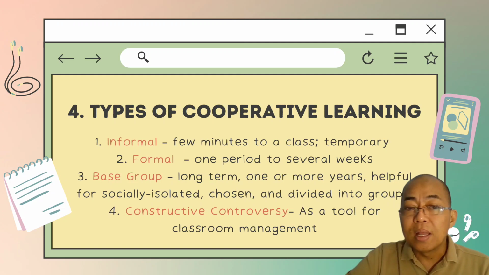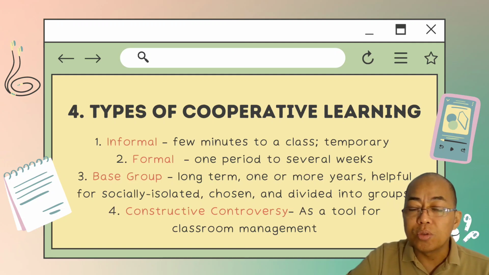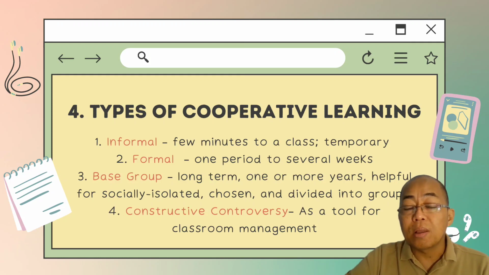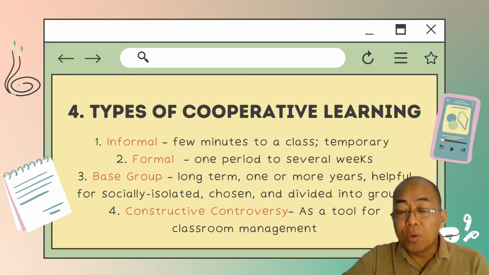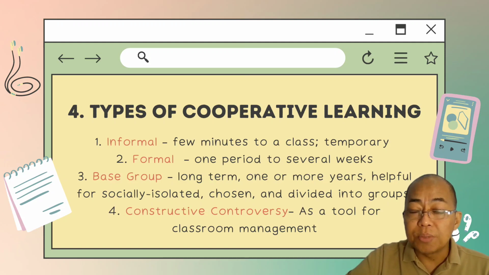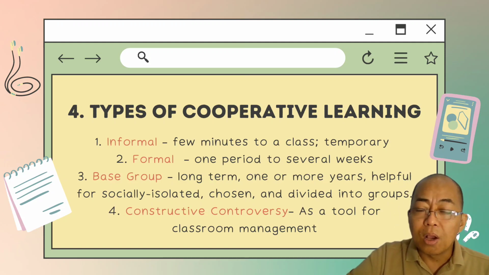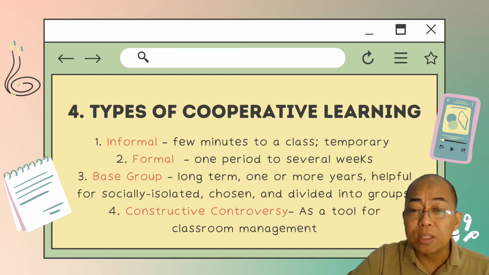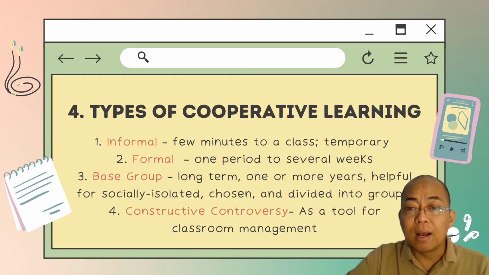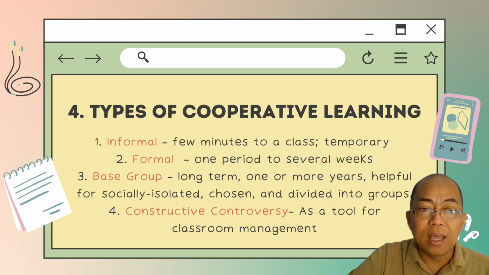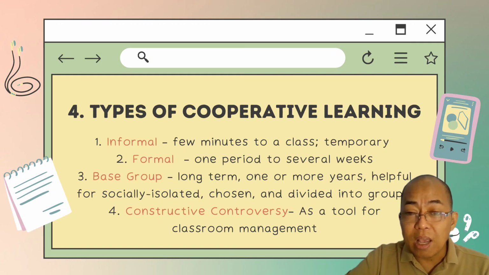At the same time, the materials that will be used. Very important in cooperative learning, particularly, that when you give materials, you do not give the same materials. So that means, let's say you have a group of 4 students, you need to prepare materials good for 4 members. Each member will read material, but they're not reading the same materials. That's the idea.